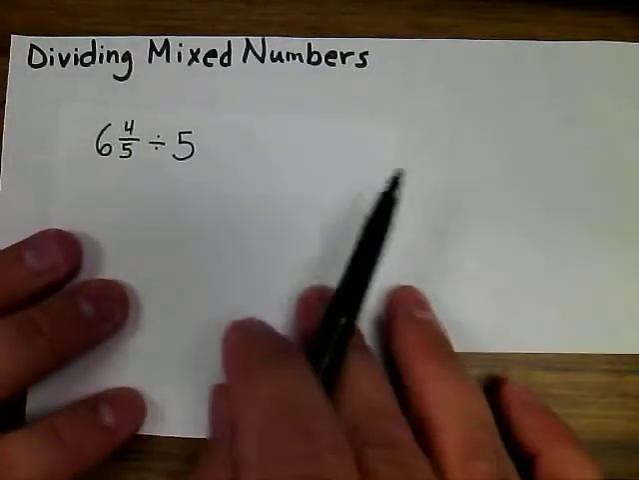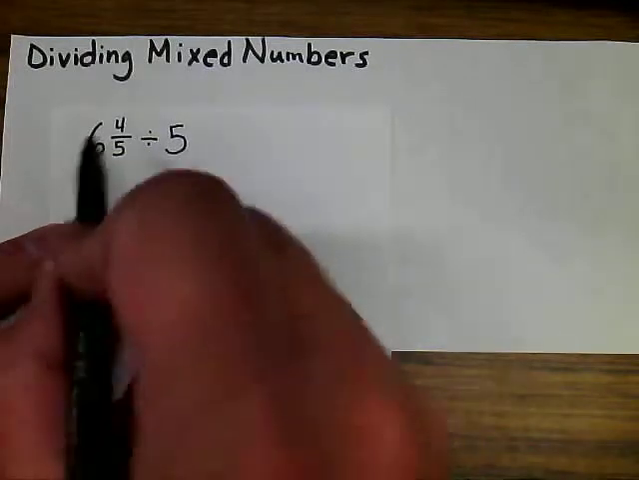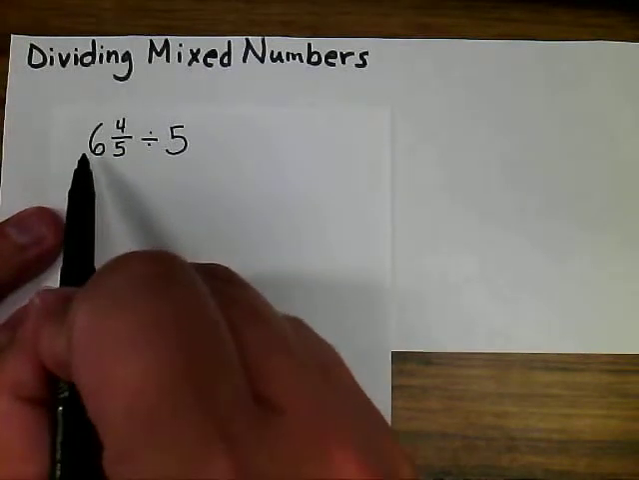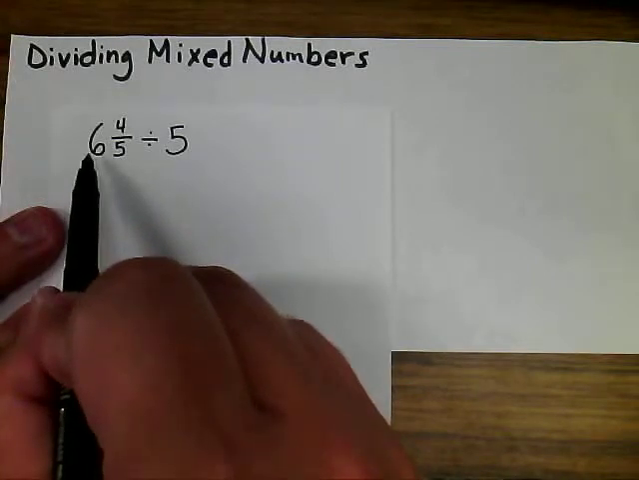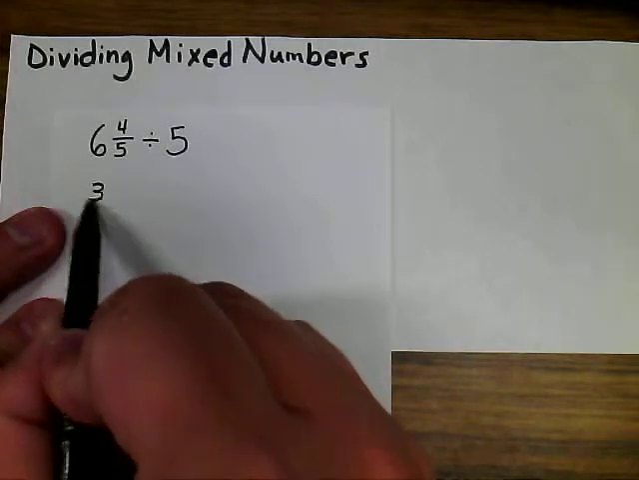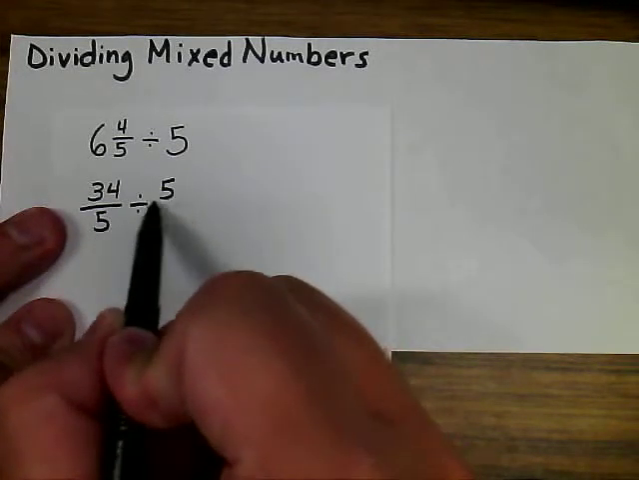In this situation, we're actually dividing a mixed number by a whole number. Again, we're not going to change the rules here. We're still going to follow the same guidelines of changing first our mixed numbers into improper fractions. 5 times 6 is 30, plus 4 is 34 over 5, divided by 5 over 1.